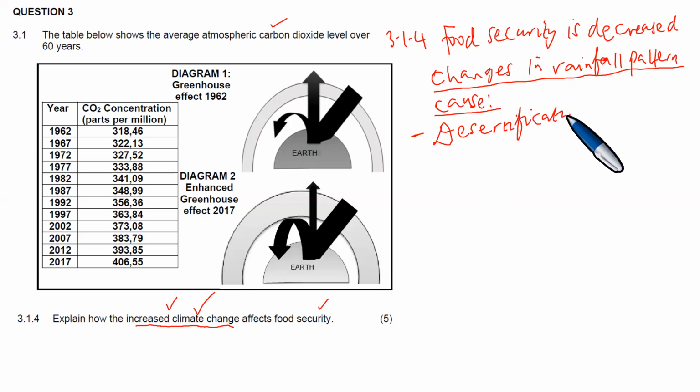Desertification. Now, what is desertification? So now we understand, therefore, that if the rainfall pattern changes, then we are likely to find ourselves in deserts. The areas in which we live will have less rain, and therefore we have less water, and so on. Right. Also, there is an increase in flooding.